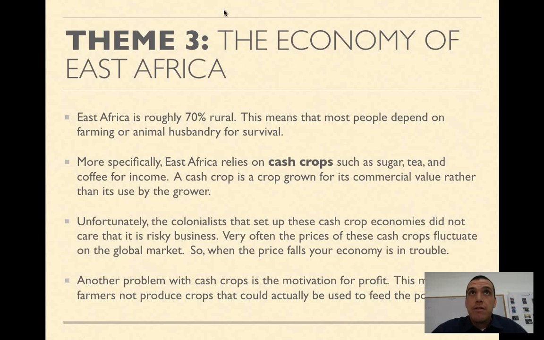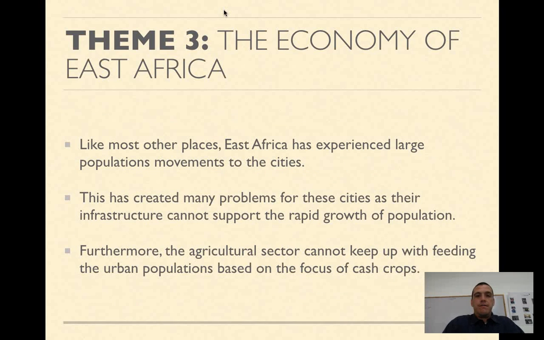They can't. The entire country and economy is dependent on a cash crop like sugar or tea. So this has been problematic for the economies of East Africa. And again, like most other places that we talk about, East Africa is no exemption from urbanization, or populations moving to the cities. However, despite people looking for a better life in the city, this has created many problems for these cities because the infrastructure can't support these large population movements.